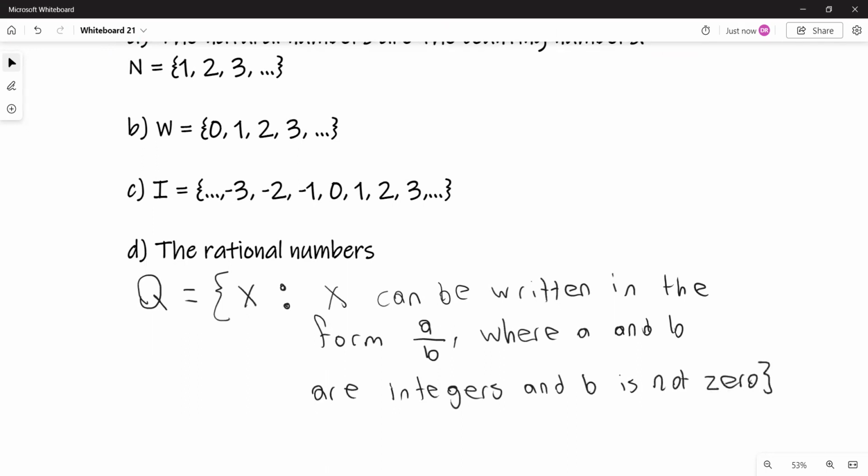Or what we know as the fractions, the set of fractions. And the name rational comes from ratio. So they are called rationals because they are going to be ratios of two integers.